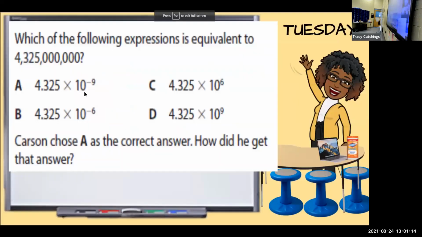All right. So today we're going to continue to practice on what we've been going over in scientific notation. Hopefully you got your notes from yesterday that you can use to help model. With this problem, I'm going to give you about 30 seconds to a minute to see if you're able to write this number in scientific notation.